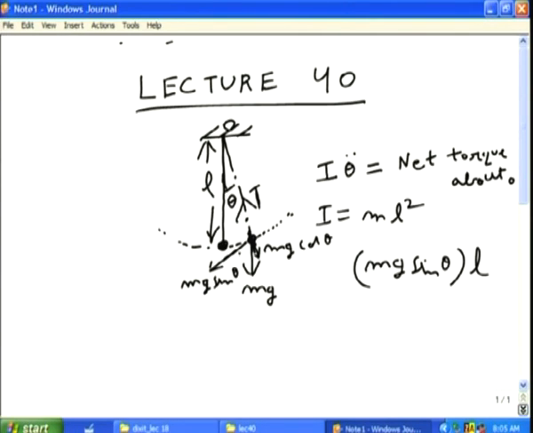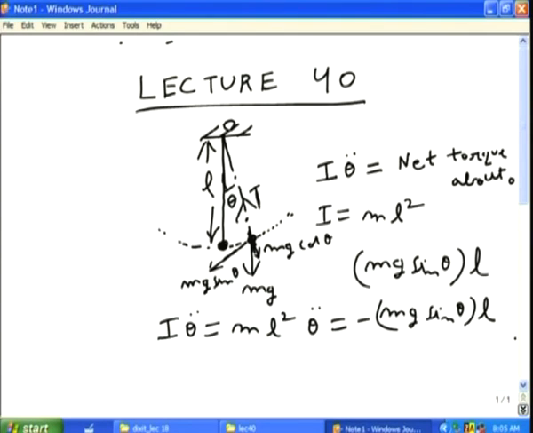So, it is basically clockwise, because if you place yourself on this line and look towards O, the O point is towards the right hand side. Therefore, you get the equation I theta double dot, that is m L square theta double dot, equal to minus mg sin theta multiplied by L. So, m and L can be cancelled from both sides, and the equation becomes theta double dot plus g by L sin theta is equal to 0.